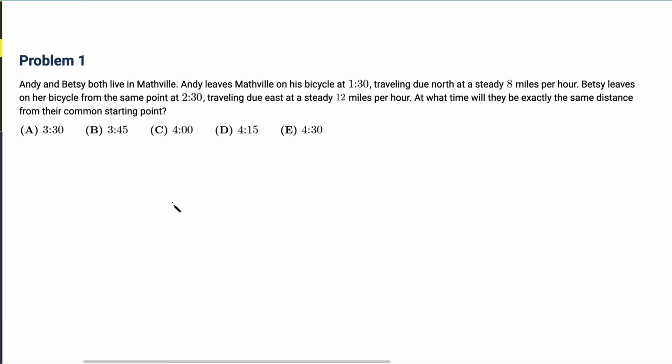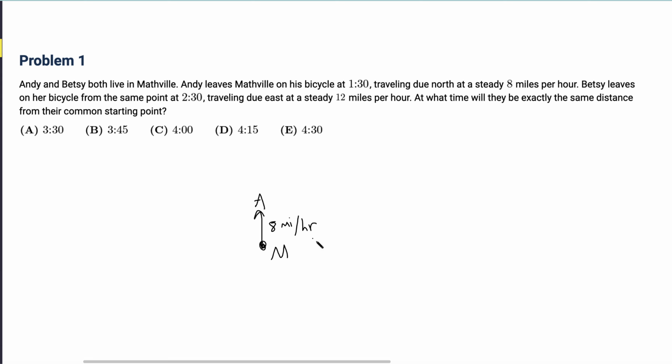Problem 1. Andy and Betsy both live in Mathville. Andy leaves Mathville on his bicycle at 1:30, traveling due north at a steady 8 miles per hour. So let's say this is Mathville. Andy leaves with a speed of 8 miles per hour.